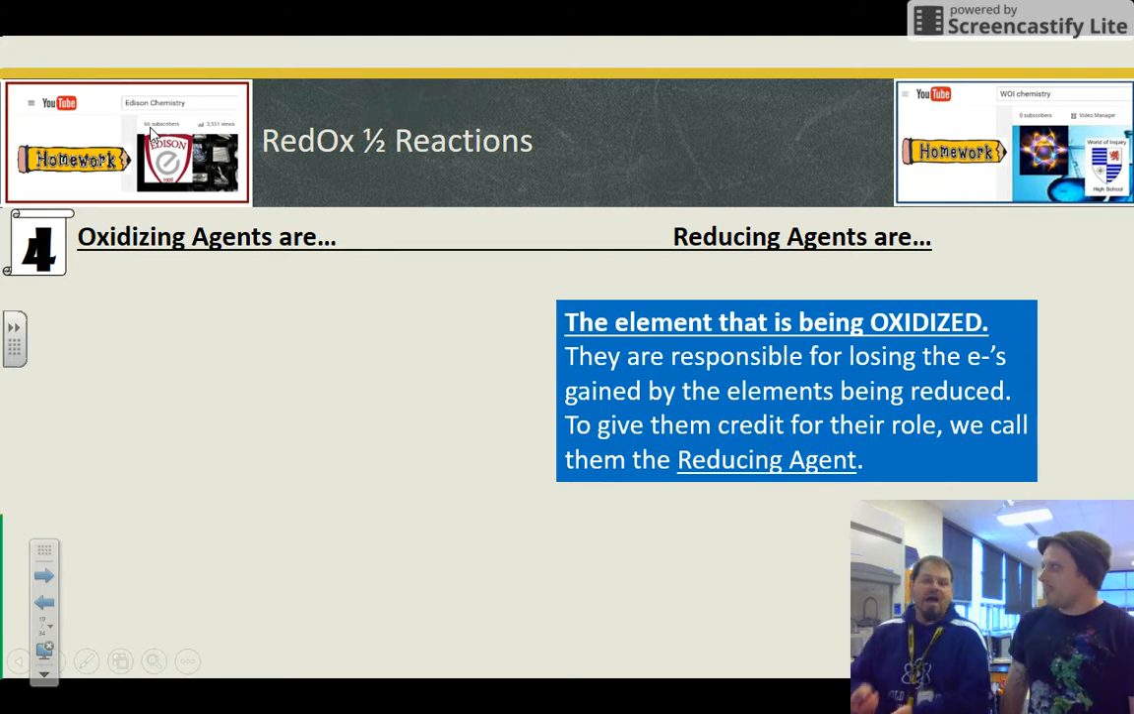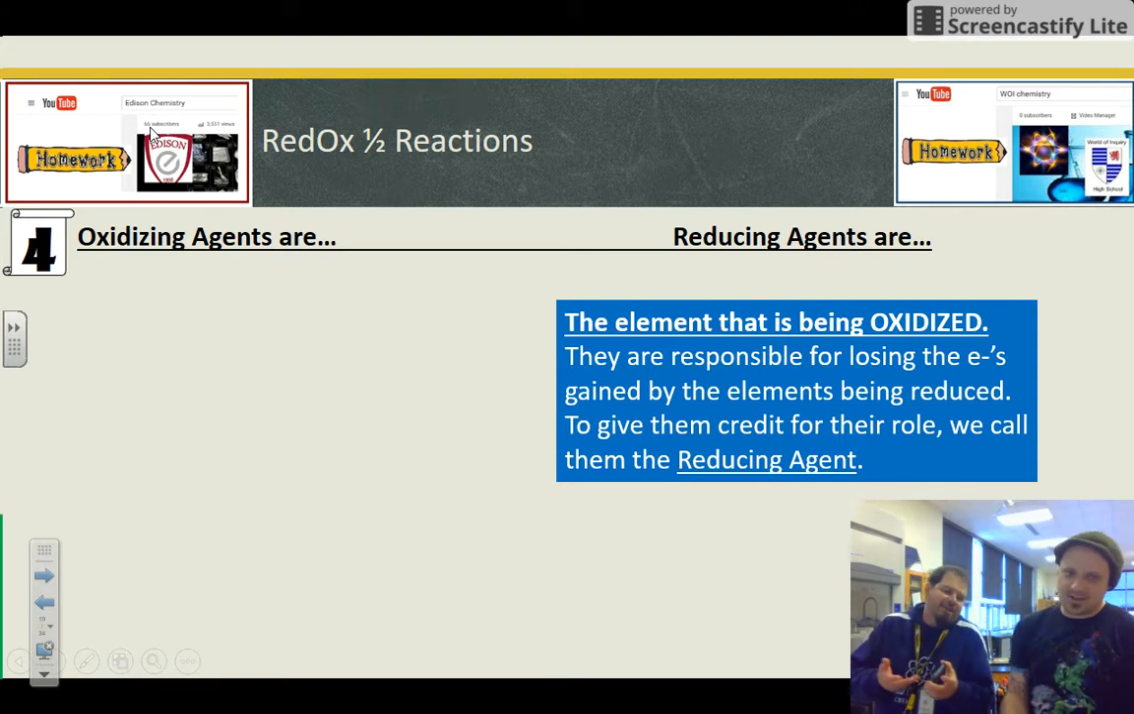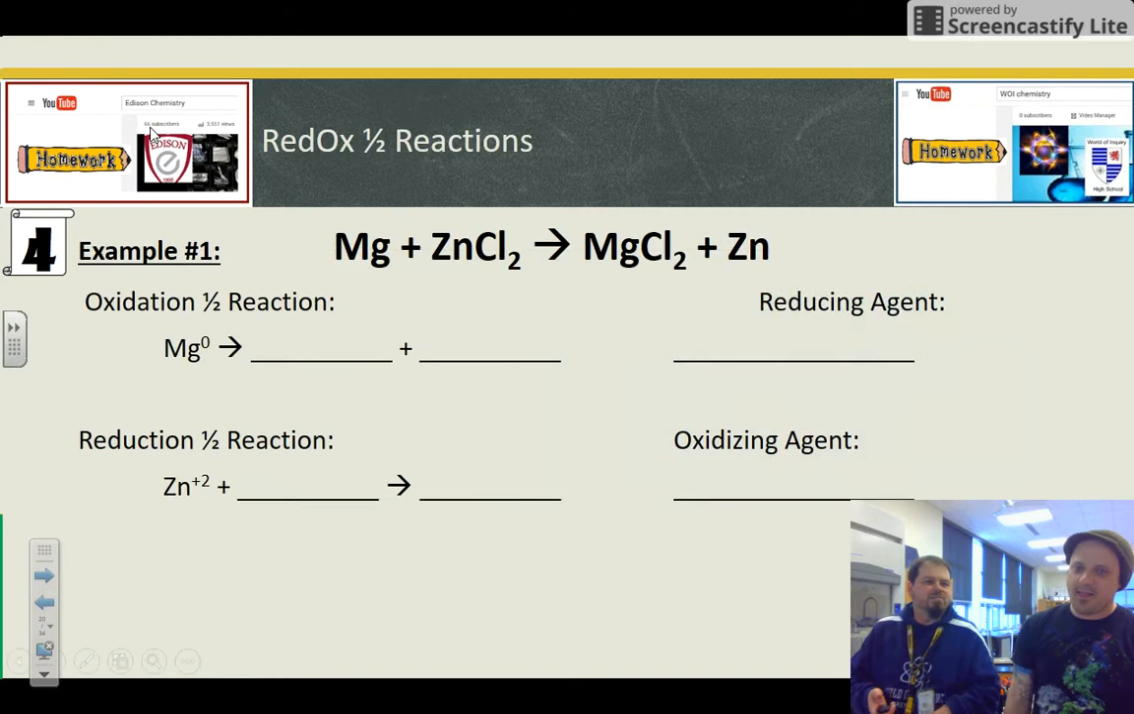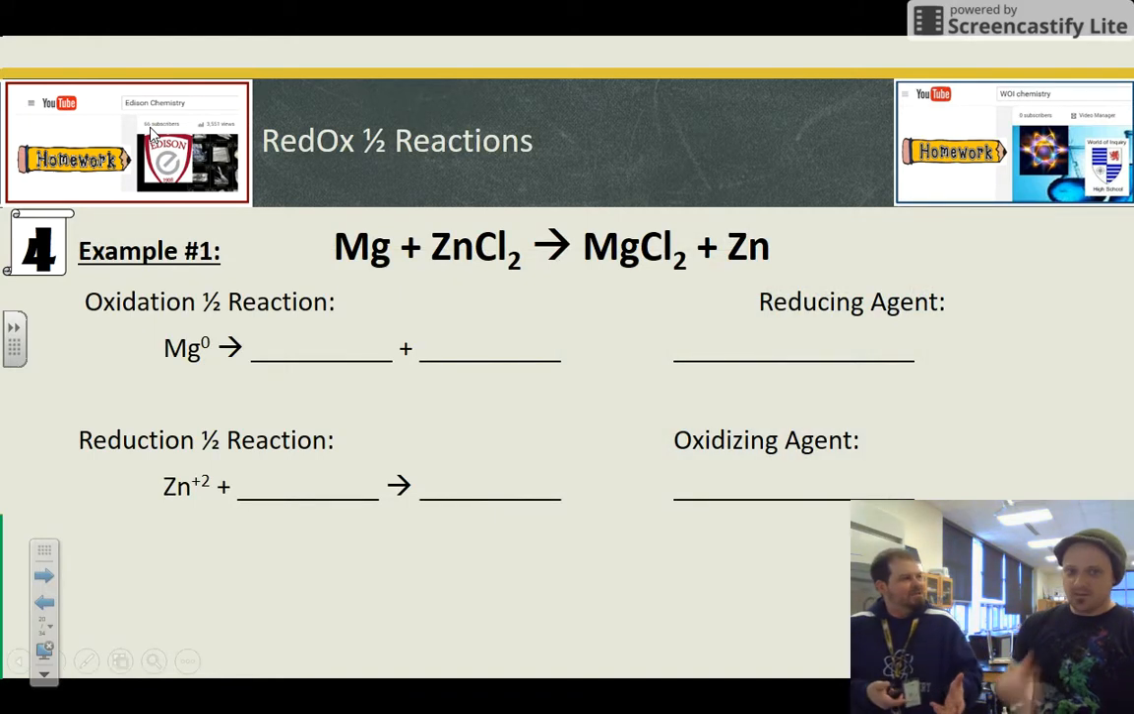It's the element that's being oxidized. Again, it's responsible for losing the electrons gained by the atoms that are being reduced. So we call it the agent. It's tough, but it's kind of like a player having a sports agent, one's actually doing stuff and then the other.